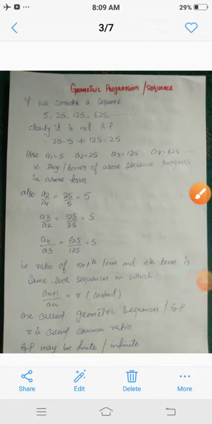Assalamu alaikum dear students. Today we are going to discuss another type of sequence, that is geometric sequence or geometric progression. Let me consider a sequence whose first term is 5, second is 25, 125 and 625, and so on.